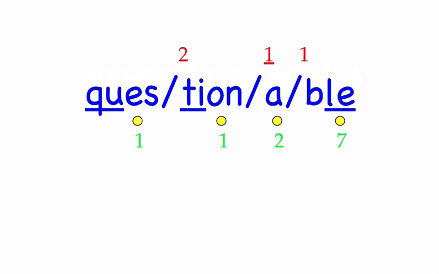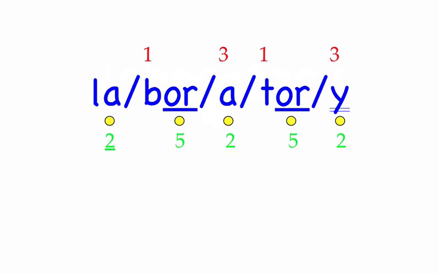The first syllable is la, 2 sounds. Ul, a. Bore, 2 sounds. B, or. A, 1 sound. Tor, 2 sounds. T, or. E, 1 sound. Laboratory. Mark the word. Laboratory.